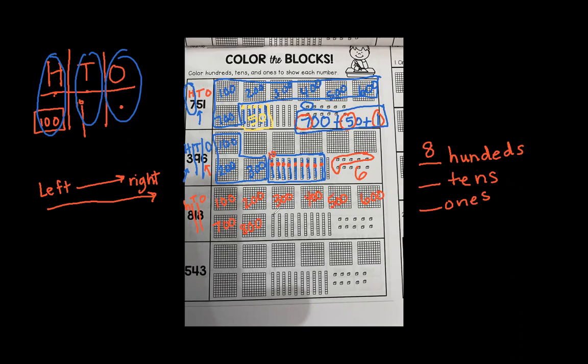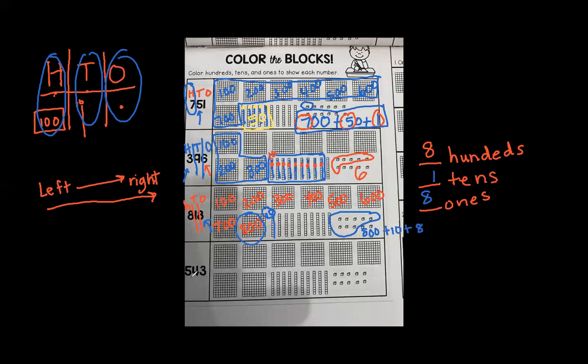There's 1 ten. And the value of that ten is 10. So we have 800 plus 10. And how many ones? 8. 8 ones. So to write this number in expanded form, you would write 800 plus 10 plus 8.